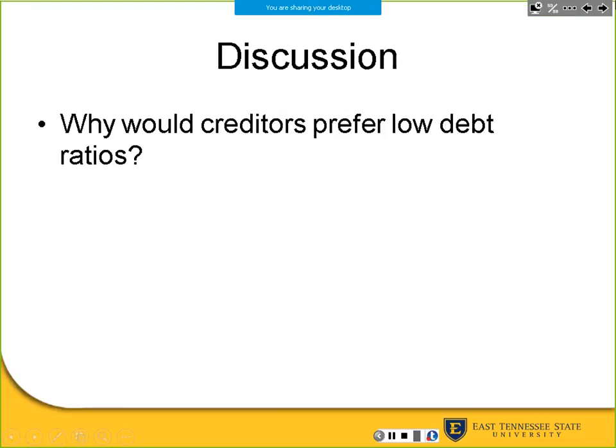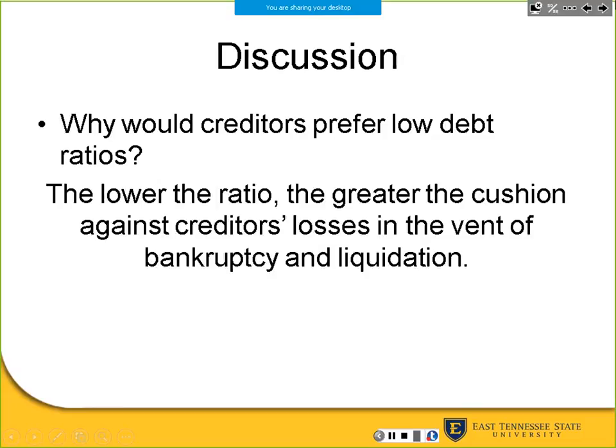So when we talk about debt, in terms of our creditors, why would we be looked upon favorably from our creditors if we have low debt ratios? Because people trust us with money and we pay back. Yeah, that's exactly right. So, in a roundabout way, the lower the ratio, the greater the cushion against our losses. In the event that we go bankrupt or we have to liquidate, they're not going to lose as much as if we have a higher debt ratio.